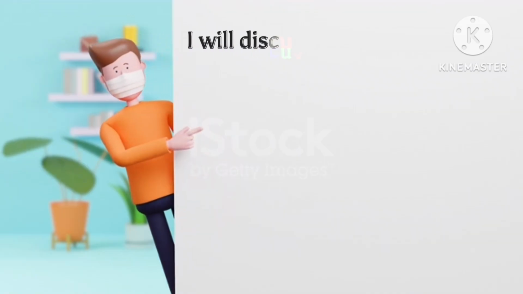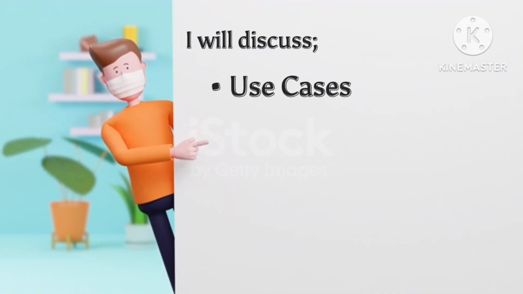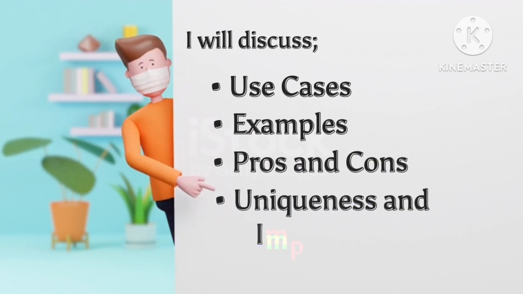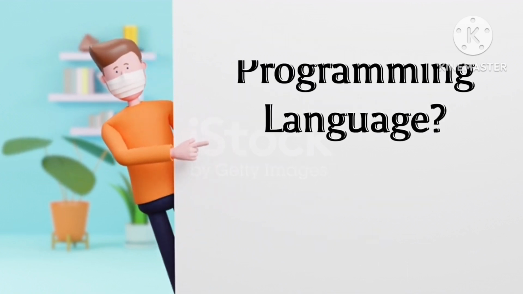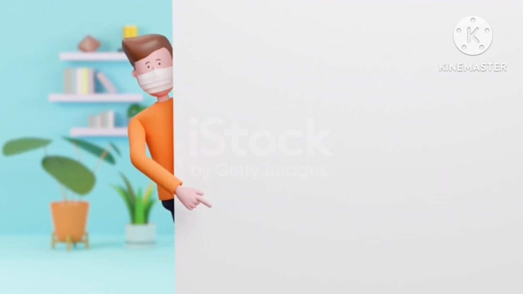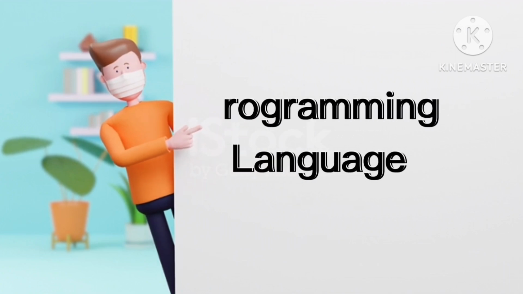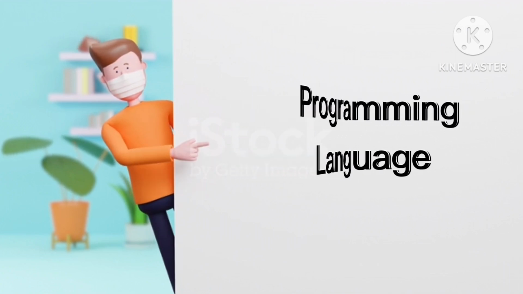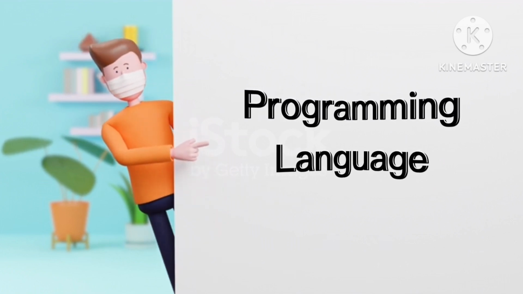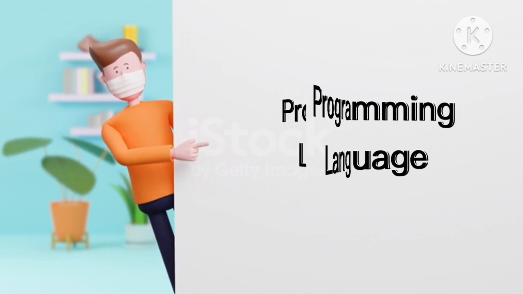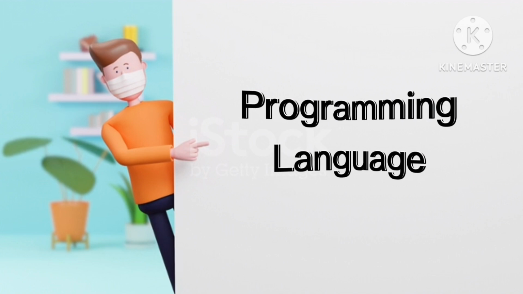I will discuss its use cases, examples, the pros and cons, what makes it unique, and why it is important. First, what is a programming language? A programming language is an artificial language designed to communicate instructions to a machine. It's used to create programs that control the behavior of a machine.